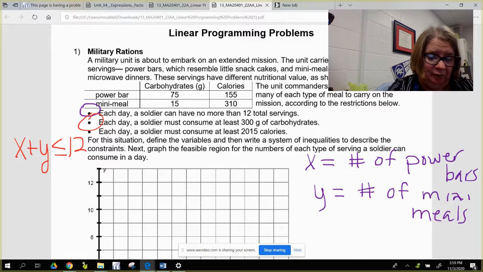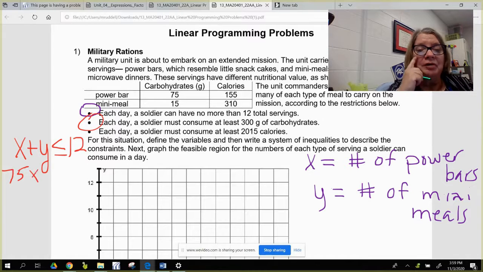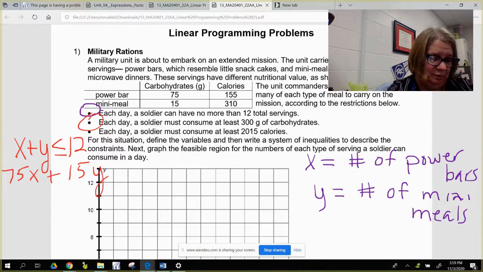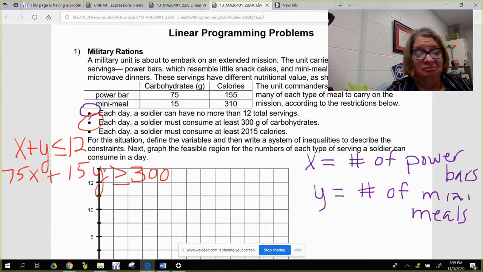Okay, what else do we know? We know that each day a soldier must consume at least 300 grams of carbohydrates. Important for keeping their energy up. So how many grams of carbohydrates are in a power bar? So 75 for each power bar, plus 15 for each mini meal. And this has to be at least 300. So could it be 400 or 500? It could be. It has to be at least 300, so that's a greater than or equal to.